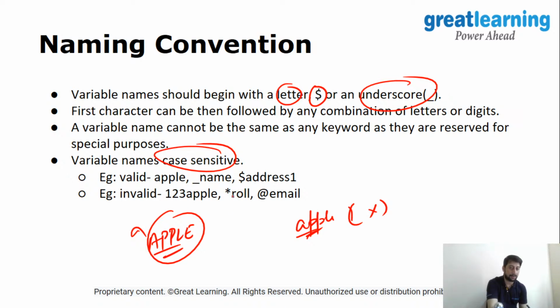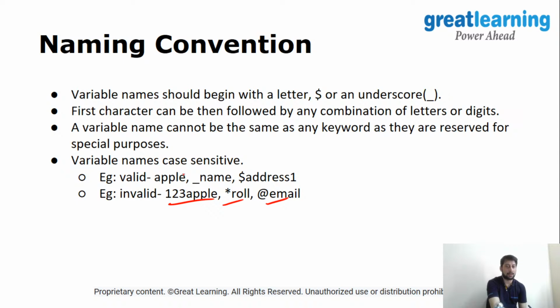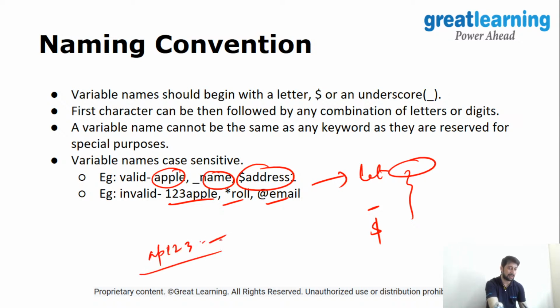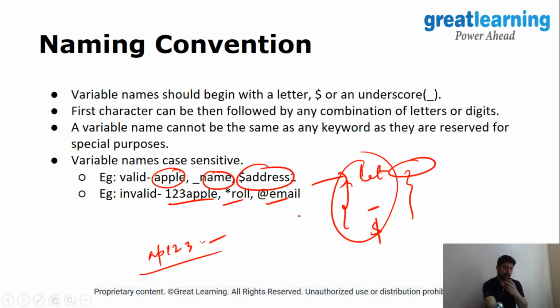So these are all invalid variable names. Let me just clear my screen. So these are all invalid variable names. These are all valid variable names, right? Because this starts with a letter, this starts with an underscore, this starts with a dollar sign. Apart from that, there can be any number of letters followed by these things. So you just have to start with a letter, then you can write 1, 2, 3, 4, any special character, anything. But the start should be among these. Done. So this is about variable naming convention.